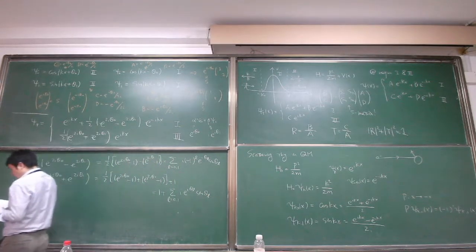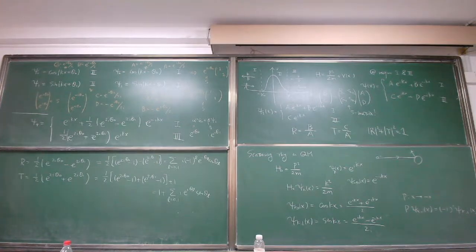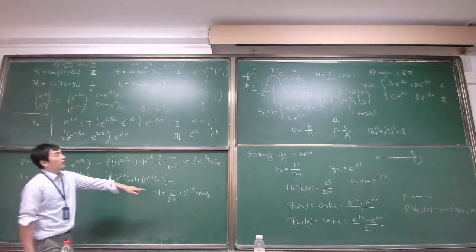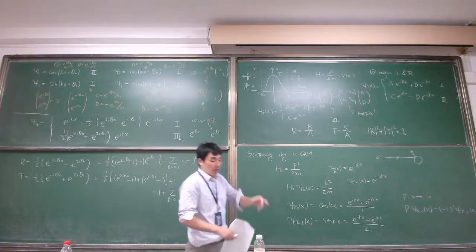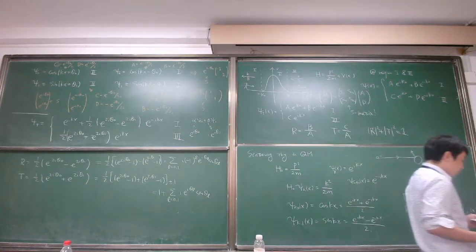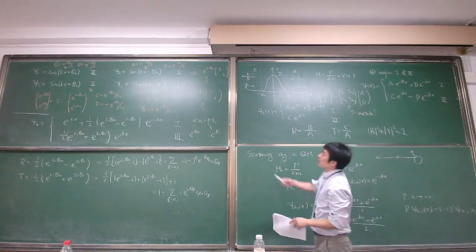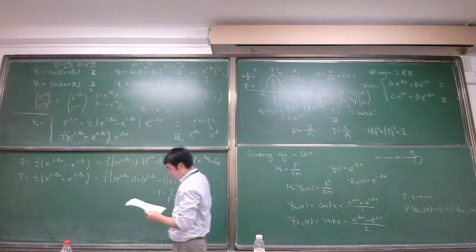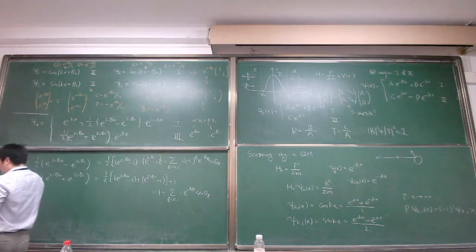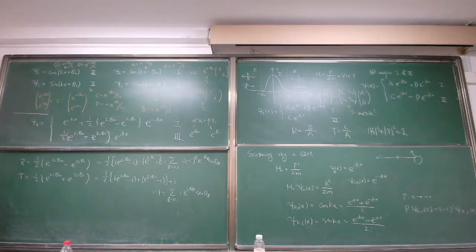So that's the reflection transmission coefficient, and everything is determined by the phase shift of this eigenfunction. So the S matrix can be written in terms of this phase shift, and the reflection and transmission coefficients are also written in terms of the phase shift.